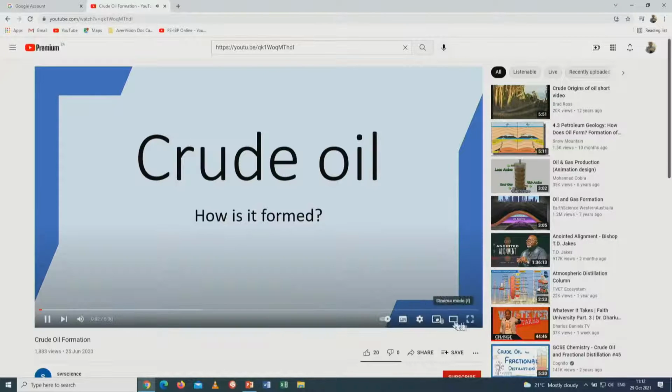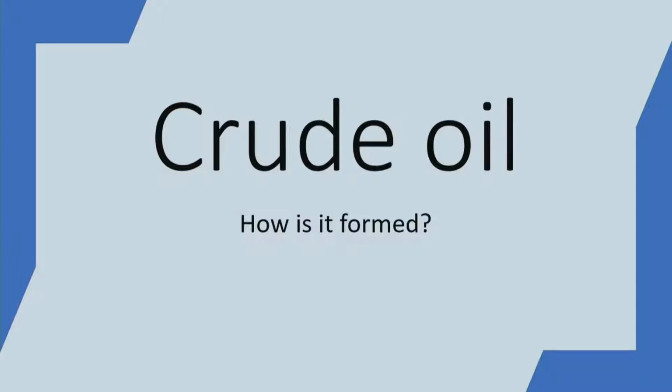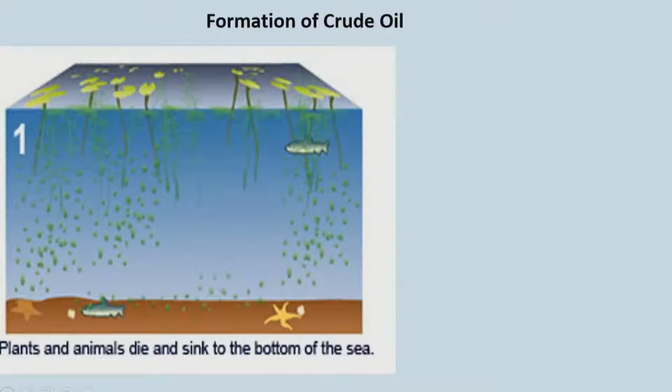In today's video, we're going to be looking into crude oil, and we'll also look into the steps by which crude oil is formed. It's a very important topic if you're taking GCSE chemistry. You will be asked a lengthy question. It usually comes as a 6 marker, whereby you'll have to give the steps explaining how crude oil is formed. So I'm going to go over some of the steps here.